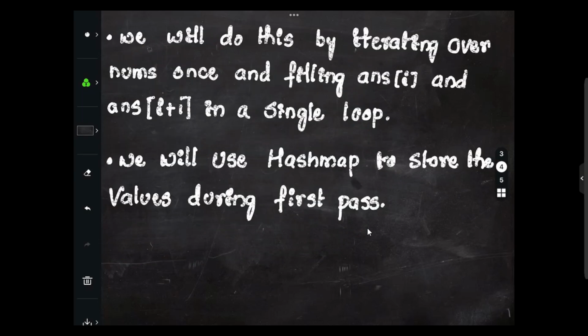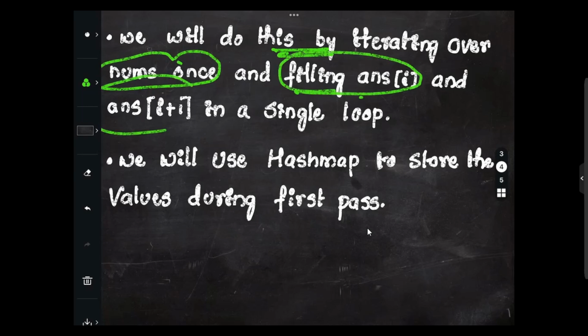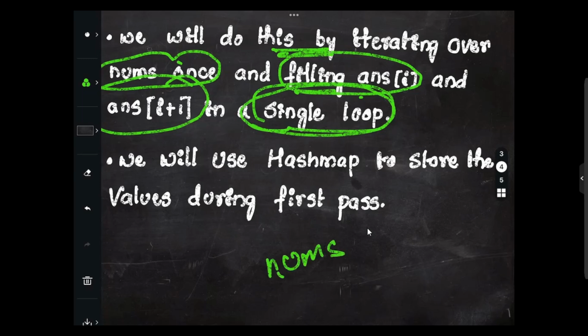So what we will do, we will do this by iterating over the nums once. We will be iterating over the nums array once, and we will fill the iterated value of the ans and the answer of I plus 1 in a single loop. So just keep this in mind. We'll be making use of the single loop, right?